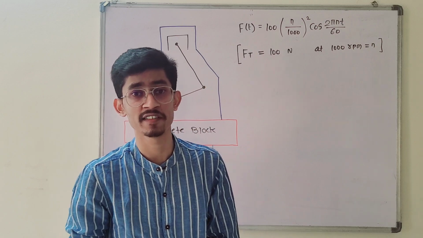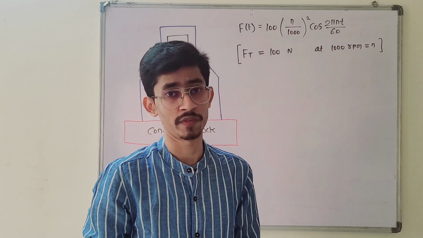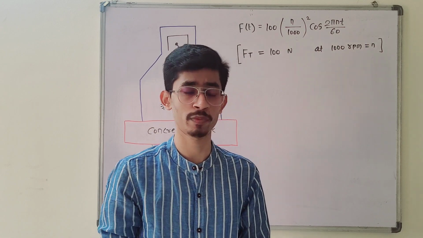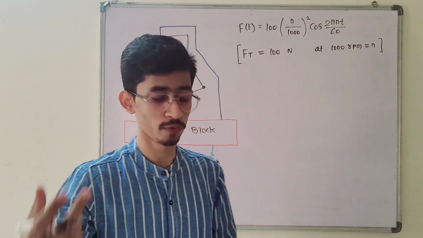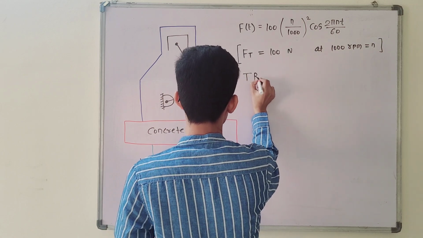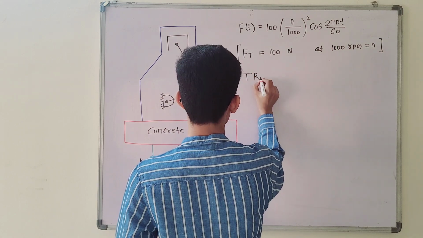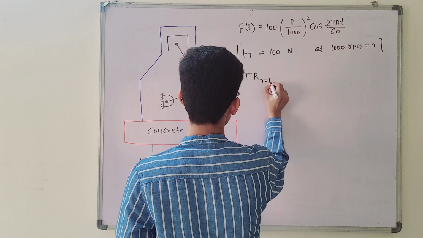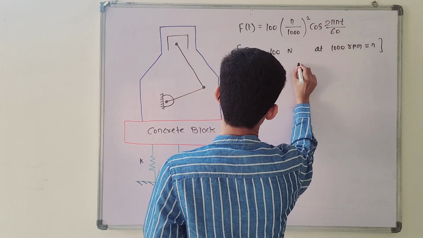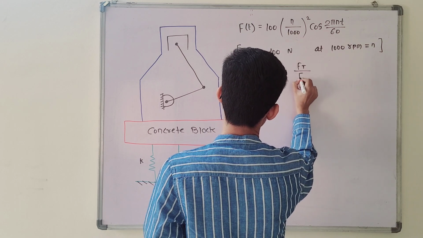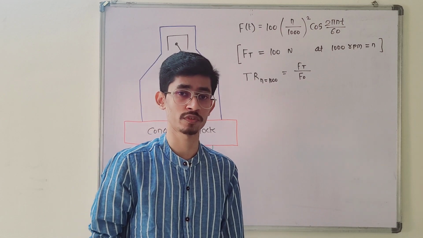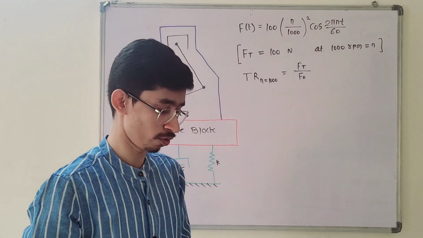Transmissibility at n is equal to 1000 rpm. If we find the transmissibility at n equal to 1000 rpm, then it will be very easy to solve further. So what is transmissibility? We need to find out the transmissibility at n equal to 1000. It is f of t divided by the unbalanced force f naught. The force that is transmitted to the unbalanced force, and the force transmitted is known.